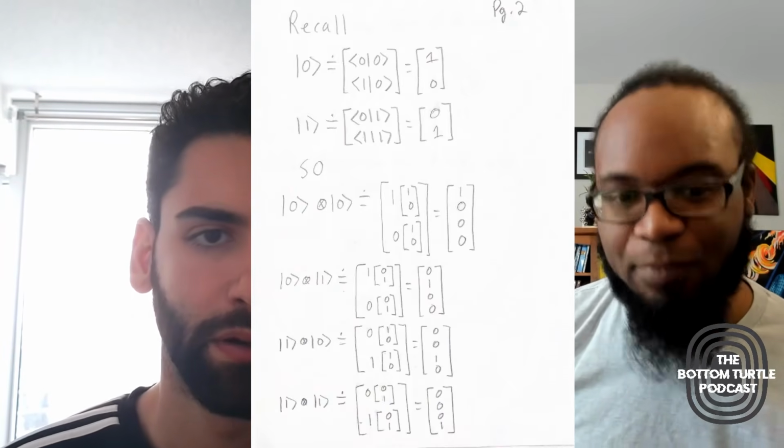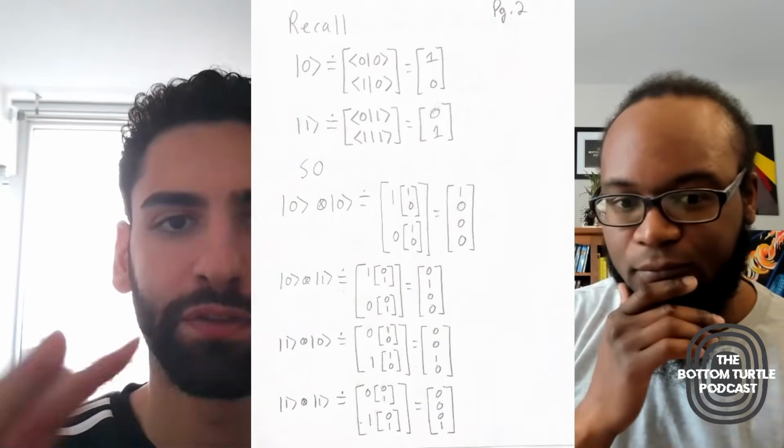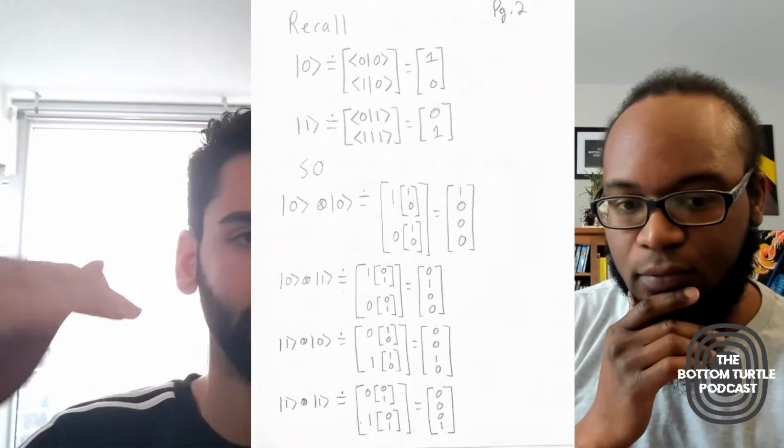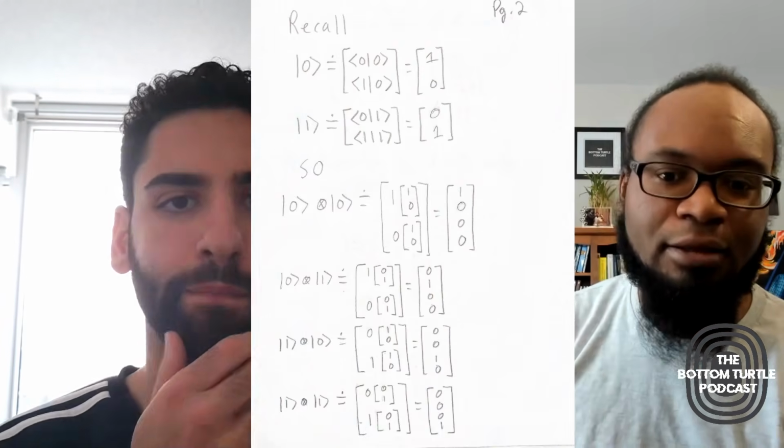Yeah, exactly. So the 0 and 1 on the left don't really matter. It's just a notation to distinguish one from the other, right? It's the idea of a bit.